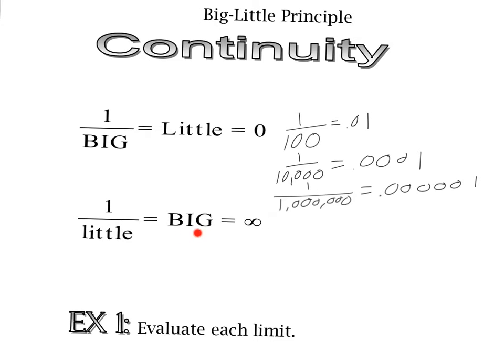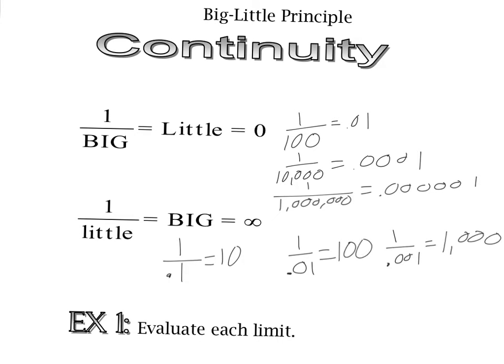In the same way, if this number gets infinitely small, if this denominator gets infinitely small, then this number is going to get really, really big. So you could try it like this. What about 1 over 0.1, or 1 over 0.01, or 1 over 0.001, right? You could start seeing what happens. This is going to be 10, this is going to be 100, this is going to be 1,000.